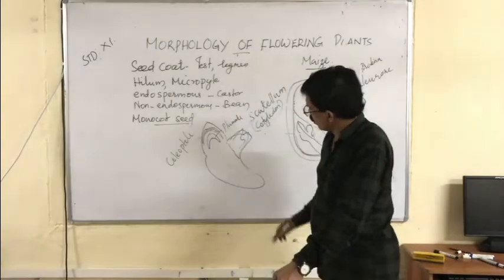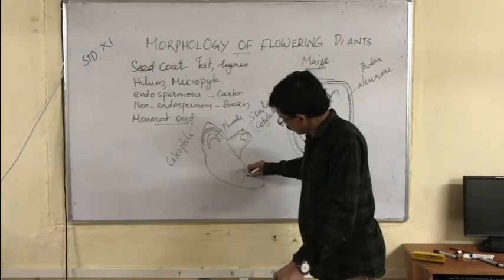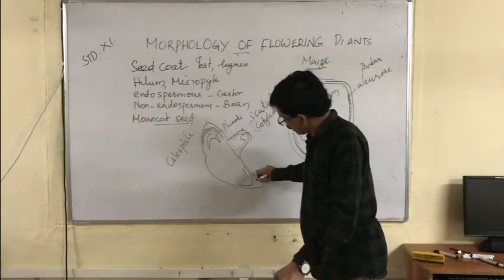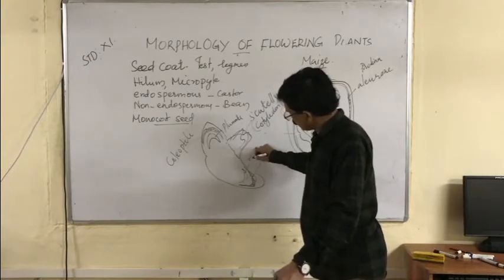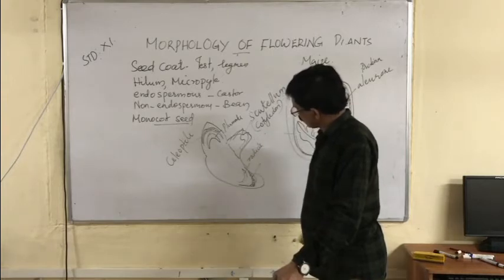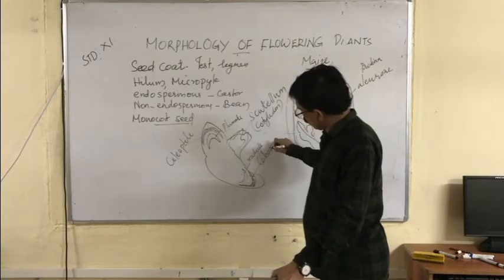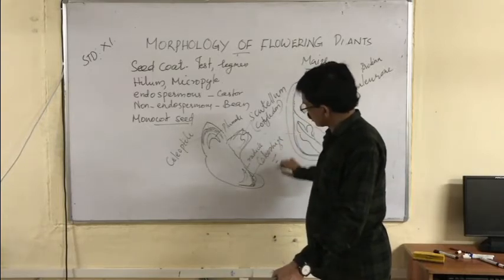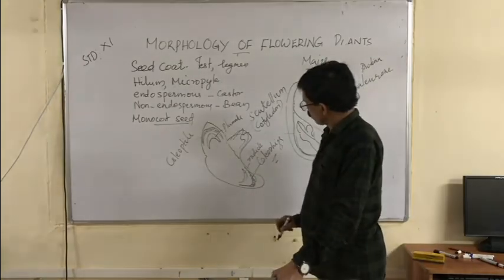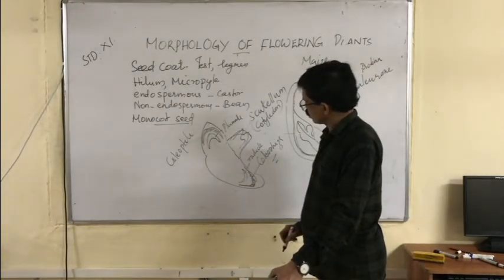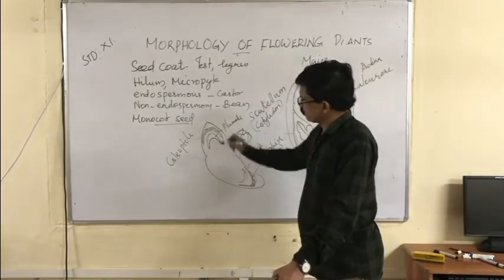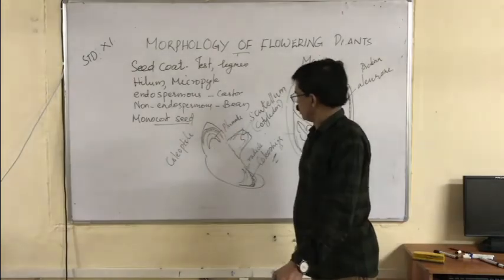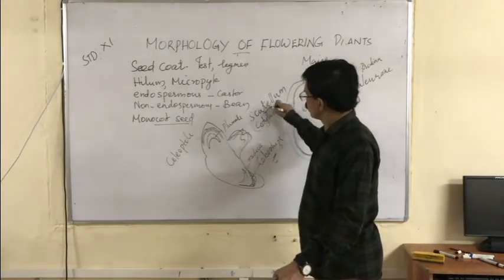And here is the radicle. The radicle is also covered by a sheath, which is called coleorhiza, C-O-L-E-O-R-H-I-Z-A. So coleorhiza is the sheath covering the radicle, coleoptile is the sheath covering the plumule, and the single cotyledon is called the scutellum.